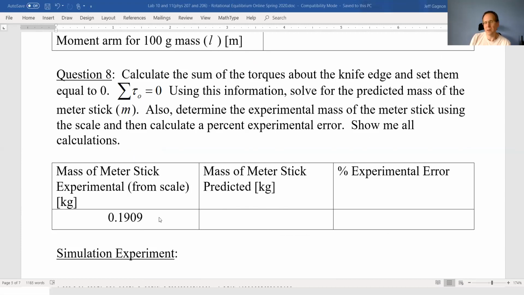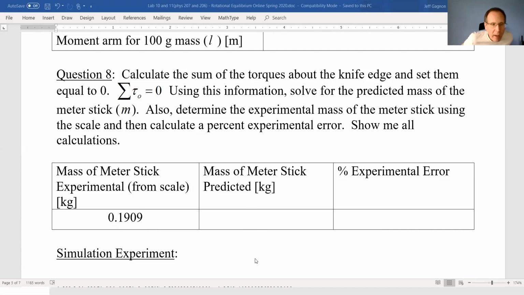So the other thing I did was I just simply massed the meter stick on the scale, and I got 190.9 grams. So if you convert that to kilograms, it's 0.1909 kilograms. So this came from the scale itself. This is going to come from your equation when you solve for M. You want to compare these two by computing the usual percent experimental error. So use the predicted one as your accepted value. So when you do this error calculation, divide by the predicted one.